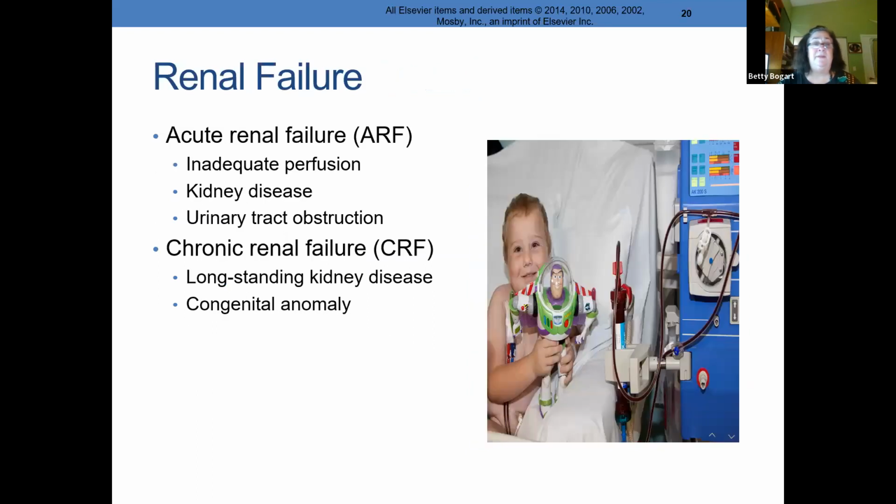Kidney failure happens in children. We have acute kidney failure. Could be due to a couple different things. Could be kidney disease or a urinary tract obstruction. That kidney can't drain, and there's an obstruction, you get the hydronephrosis and you could kill the kidney. Maybe we could turn it around by relieving that obstruction if it was caught early enough. And then we have the congenital or the chronic type renal failure, and it's usually a congenital anomaly.